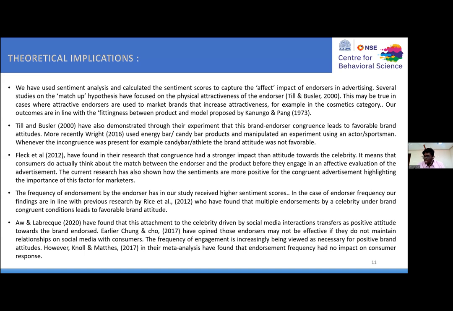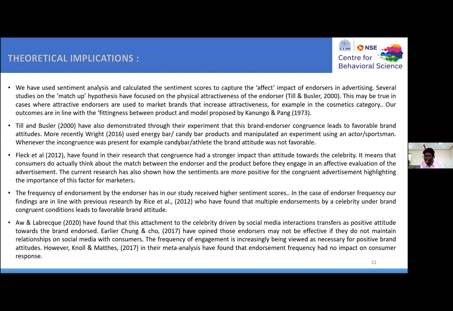Our first experiment has shown that celebrity-product fit is important to create a higher emotional impact and favorable attitude among consumers, as the sentiment scores were higher for the congruent pair of sportsperson and sports drink combination. Our outcomes are in line with the fittingness between the product and model proposed by Kanungo and Pang 1973. Till and Busler have also demonstrated in a two-layer experiment that brand-endorser congruence led to favorable brand attitude.